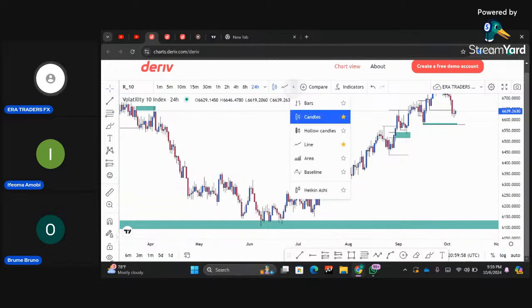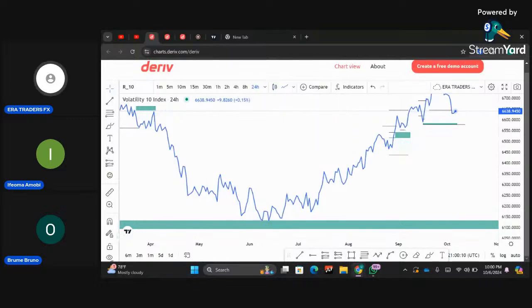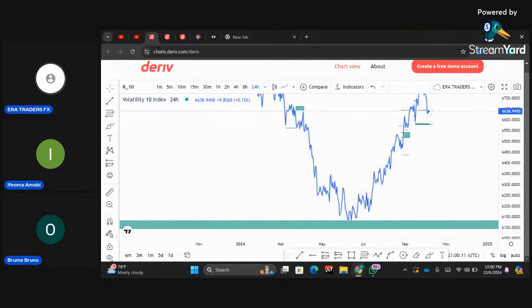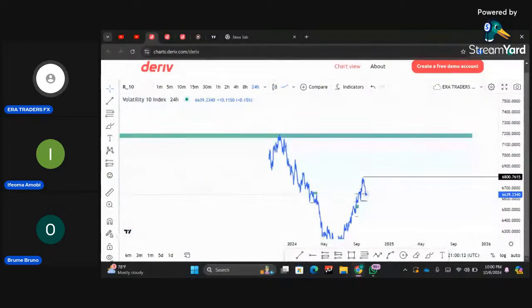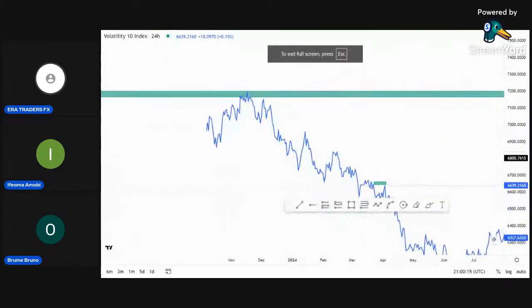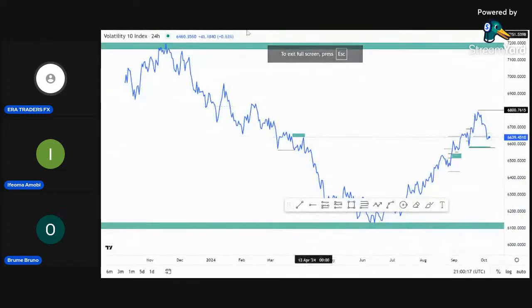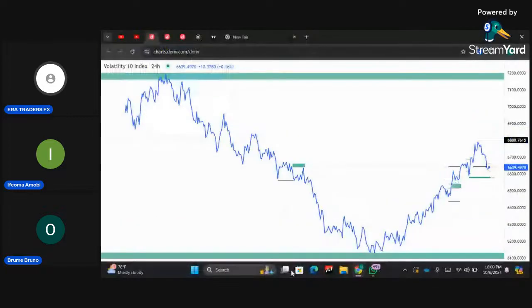So there are different ways the chart represents price. You can see here, if you see bar, you see candles, you see hollow candles, you see line. But majorly we use candles and line. With the line, you just see the line moving here and there, up, down, and so on. You get it. So the candlestick is also a representation of price.